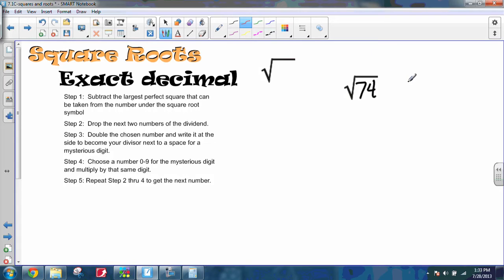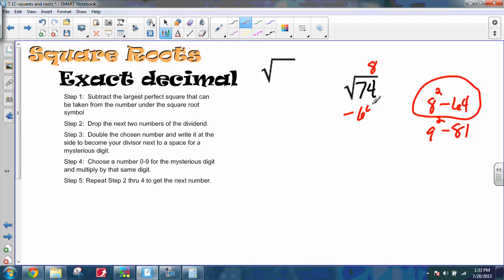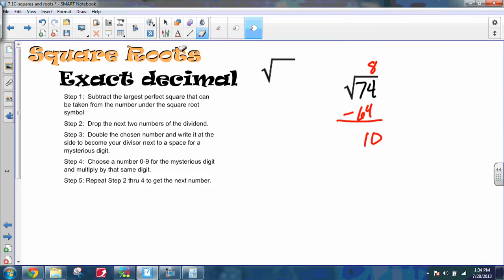So our first step is to subtract the perfect square. Well, let's see. 8 squared is 64, and 9 squared is 81. So the largest square that we can fit inside of a 74 is 64. So we'll choose 8. So let's subtract this perfect square, and that leaves us with 10. Now we need to drop the next two digits of our dividend. So remember, if we don't see a decimal, it's always hiding behind the last digit. And our next two numbers are zeros. So we're going to drop these down, turn this 10 into 1,000.